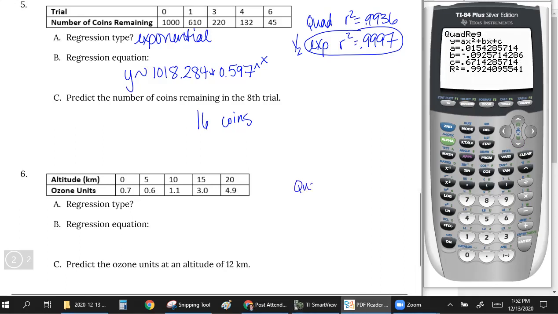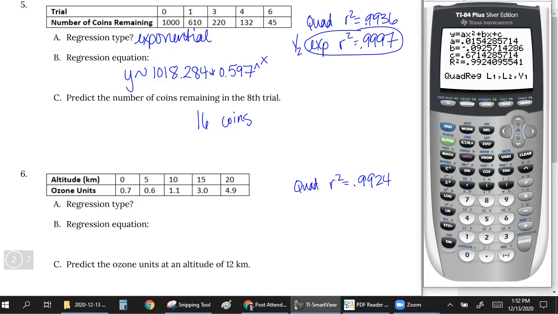So our QuadReg R squared equals 0.9924. Again, not bad, but let's see if exponential comes out any better. So again, I could type it all in by hand or scroll through what I previously typed in. So hit second, enter, and we'll keep scrolling back through. Every time I do that, it will go to the previous line in the history.